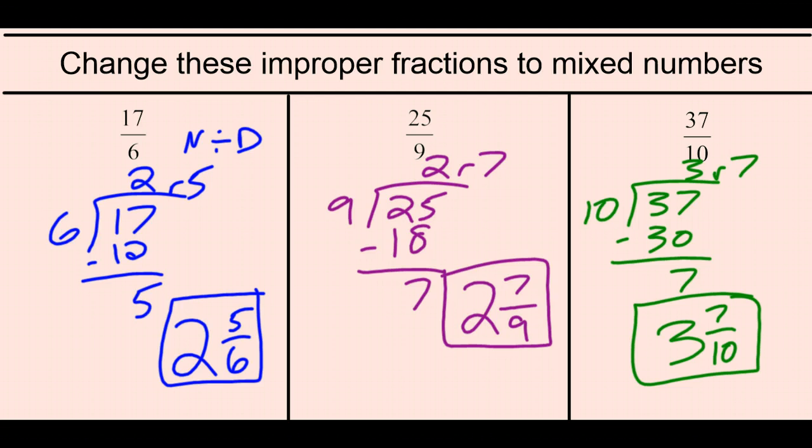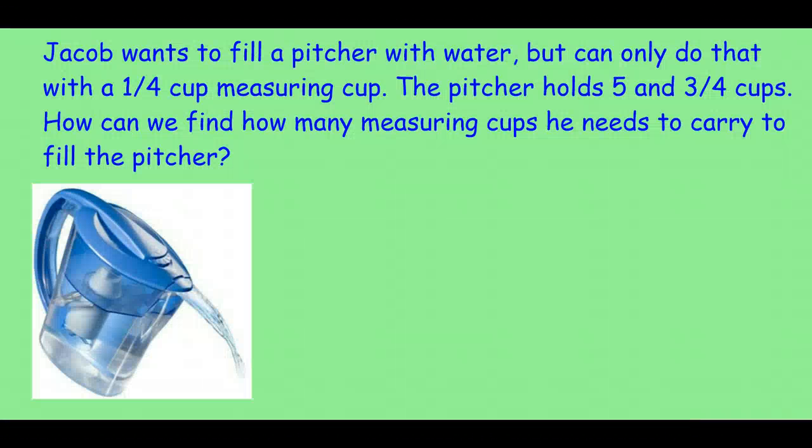So now let's look at it a little bit differently, trying to go backwards. Jacob wants to fill this pitcher of water, but can only do it with a 1/4 cup measuring cup. He's going to take a while to actually fill up this pitcher of water. The pitcher holds 5 3/4 cups of water. How can we find how many measuring cups he needs to use to fill this pitcher? Go ahead and pause the video, jot down a few thoughts that you might have, see what you can do with it, and come back when you're ready to talk about it.